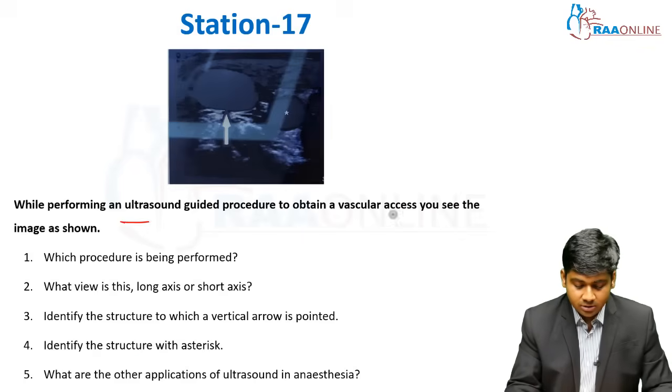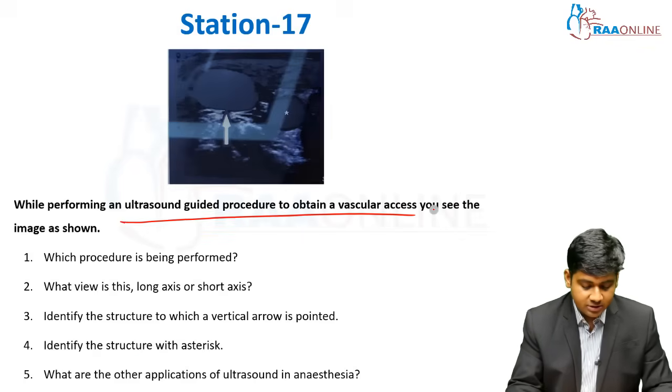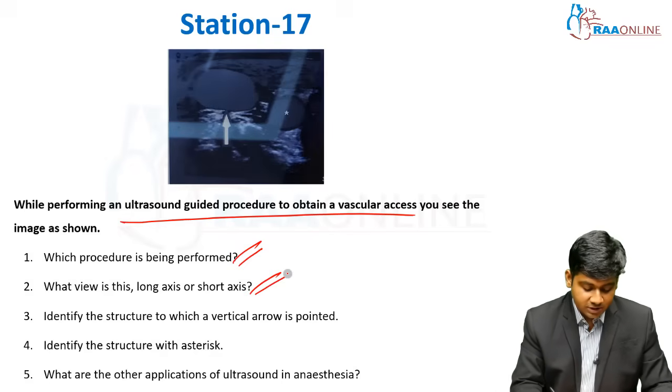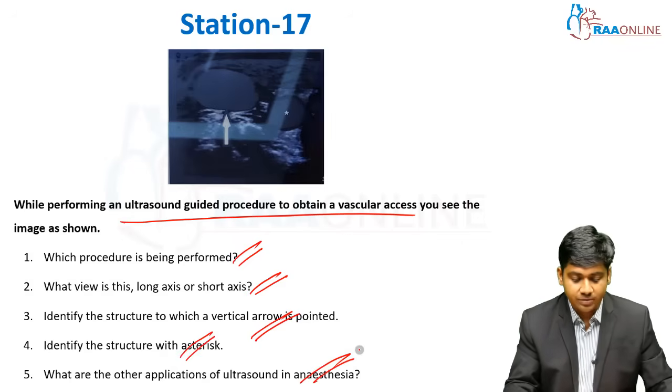While performing an ultrasound procedure to obtain vascular access, you see this image. Which procedure is being done? What view is this, short axis or long axis view? So obviously it is a short axis view. Identify the structure in which the vertical arrow is there, so it is the IJV. Identify the other structure, so it is the internal carotid artery. Or the other applications in anesthesia.